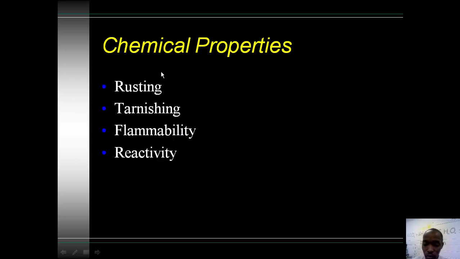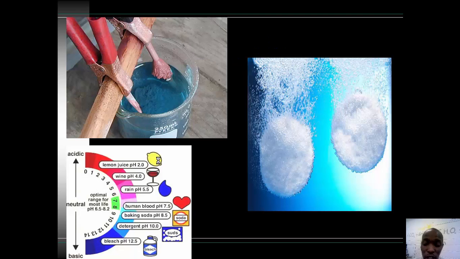Alright, and chemical properties. Chemical properties include rusting, tarnishing, flammability, reactivity. These are all examples of chemical properties. If something is flammable, it is a chemical property. If something is reactive, it is a chemical property. So like, let's say if we pour Alka-Seltzer into water, that is a chemical property. A reaction is taking place.